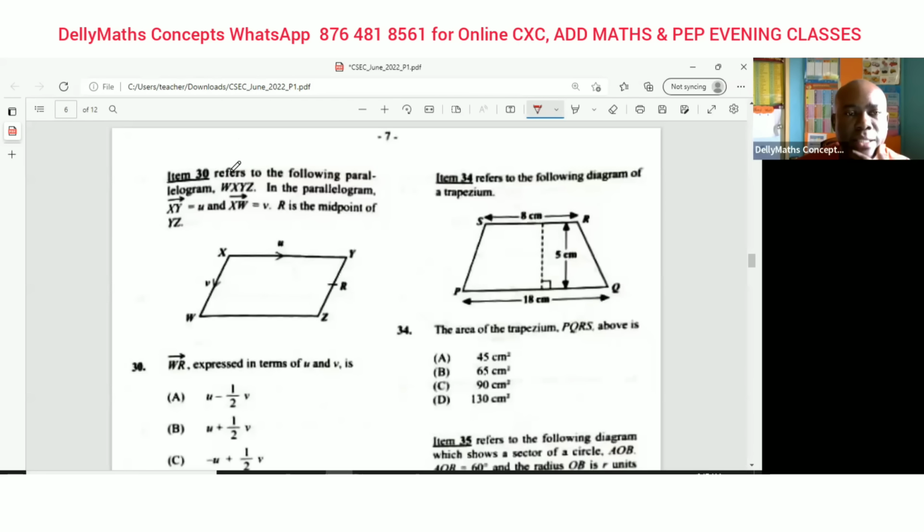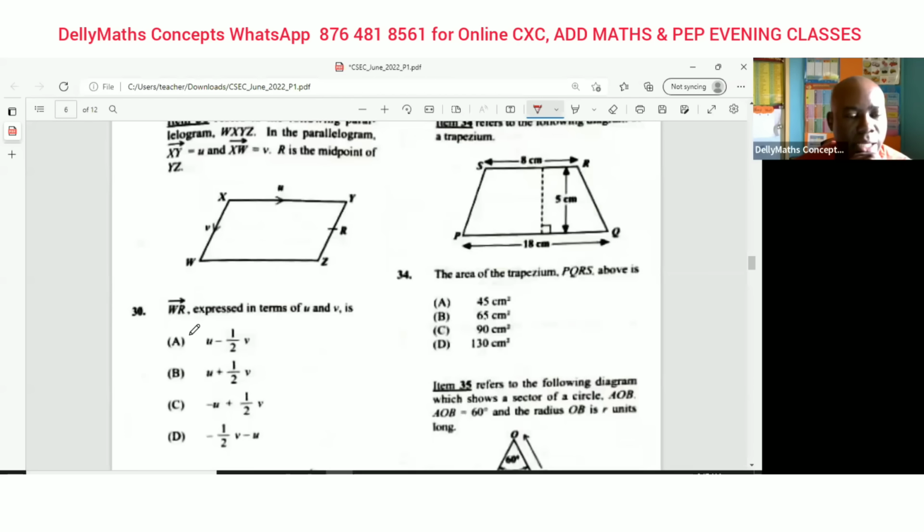All right, so item 30 refers to this below. We're in the vector section. We want to find WR. Where's W? Where's R? This is W. This is R. All right, so we want to find WR. Let's put on our stuff. This going in this way is actually U. Let me write it better. So if we're going in that way, this is U, and if you're coming this way, it's V.